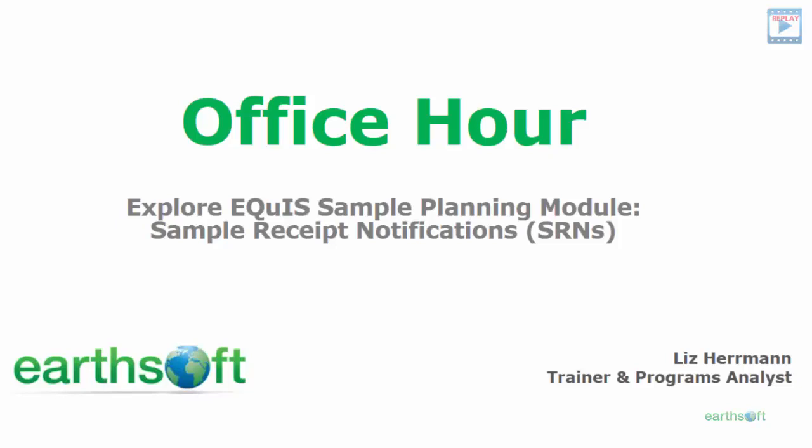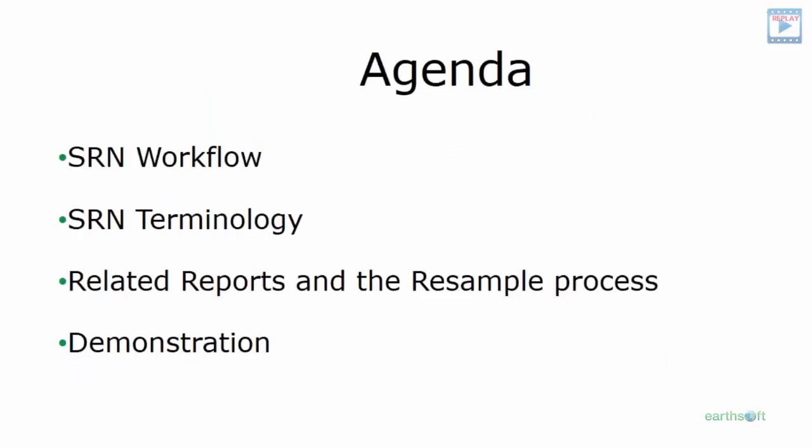And today we will be talking about the sample receipt notifications component of the sample planning module, or SPM. We're going to talk about a little bit of the sample receipt notification workflow and some important terminology. We'll discuss a little bit about the related reports and the resample process that might be initiated by any sort of sample receipt issues that come up. And then I'll do a brief demonstration in SPM of some of the highlighted components in the SRN Manager.